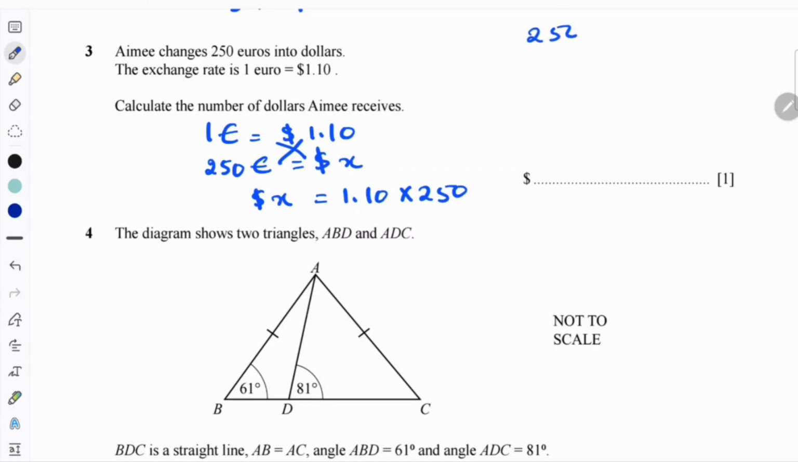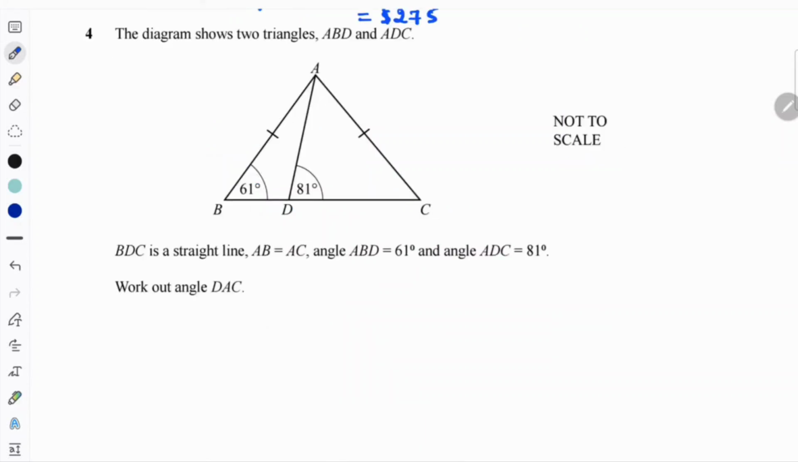So 250 times 1.10. Just put 0. 11 times 0 is 0. 11 times 5 is 55. 11 twos are 22. 20, 24, 25, 26, 27. So it is 27, with 2 decimal places, so it becomes $275. The answer is $275.